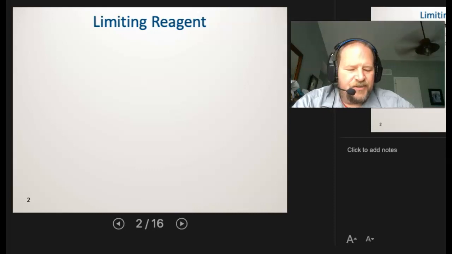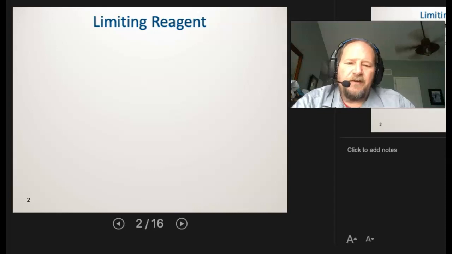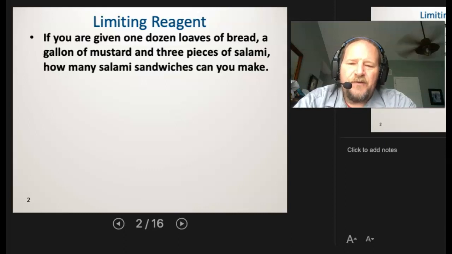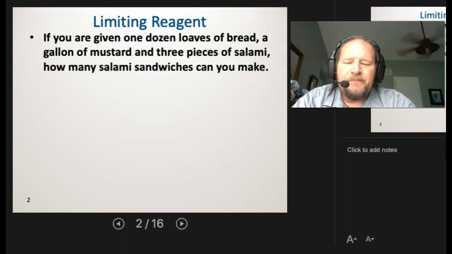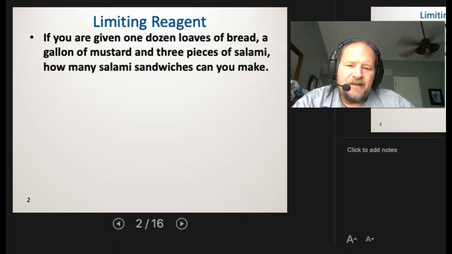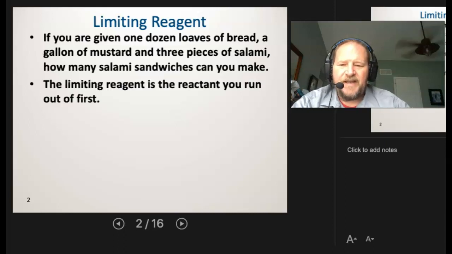So limiting reagent builds off of stoichiometry, and it comes to the idea that we're going to use up all of one of our reagents before we use up all of the other. So for instance, if you were given 1 dozen loaves of bread, a gallon of mustard, and 3 pieces of salami, how many salami sandwiches can you make? And obviously, if you only have a few pieces of salami, then that's going to limit how many sandwiches you can make. You'll have plenty of bread left over and plenty of mustard left over.